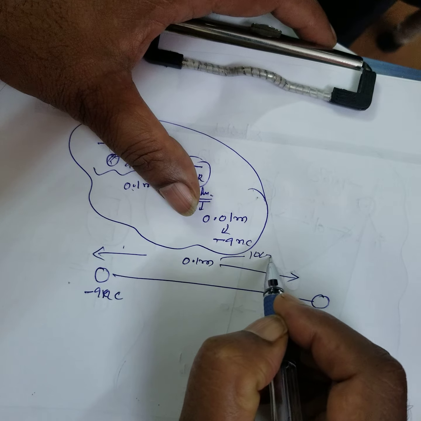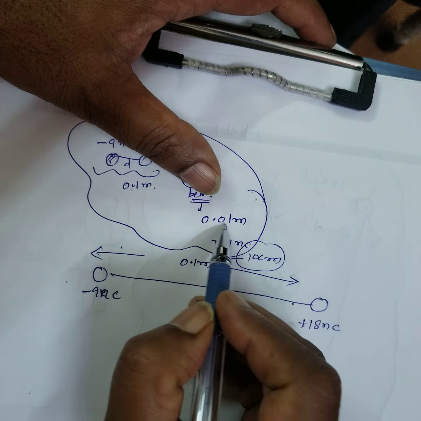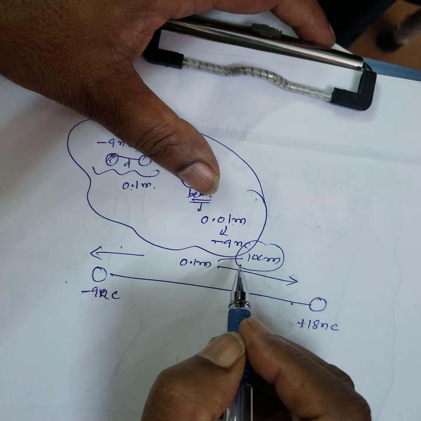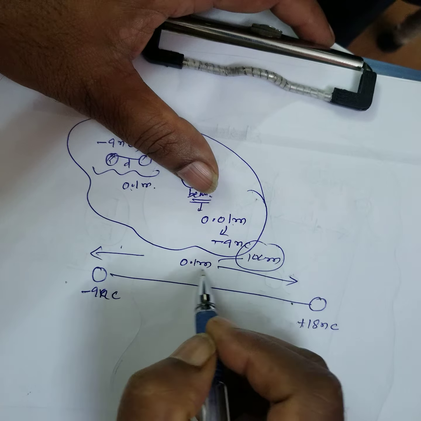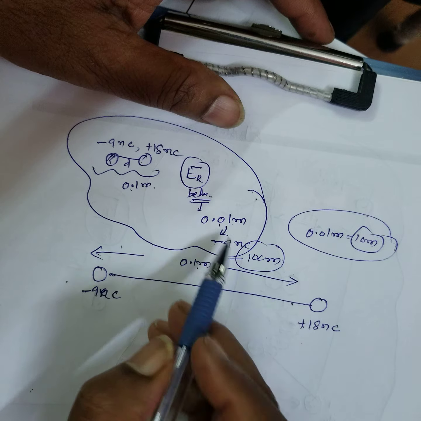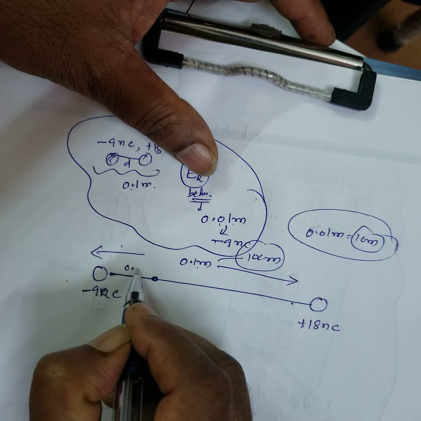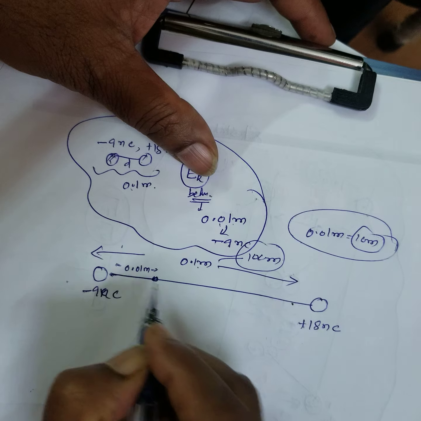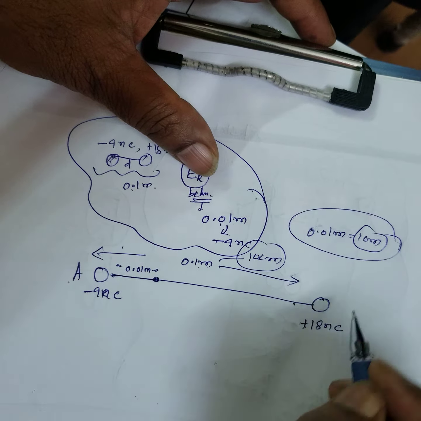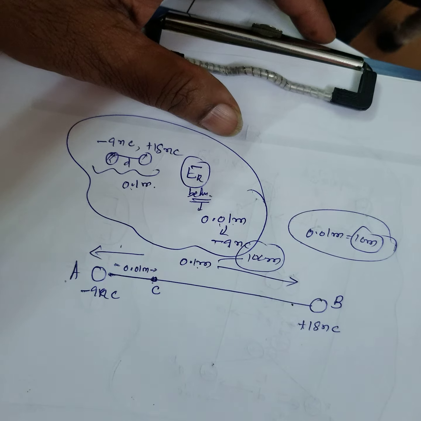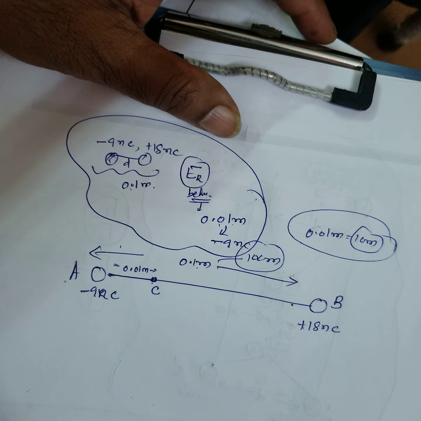That means 10 centimeter apart. Now what does 0.01 meter mean? It means 1 centimeter. So from here, 0.01 meter, I am keeping a point. This is A, this is B, and this point is C. At this particular point, what is the resultant field they are asking?